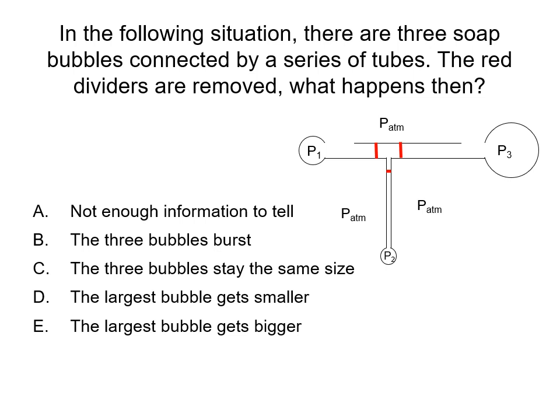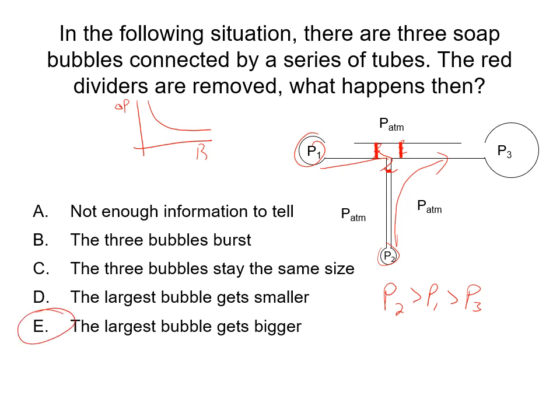So we just realized that the pressure difference is inversely proportional with the radius. So the smaller the bubble, the greater the pressure difference, and therefore the pressure in bubble 2 is greater than the pressure in bubble 1, which is greater than the pressure in bubble 3. So when these dividers are removed, the higher pressure in 2 and 1 will cause the air to rush into bubble 3. And so the largest bubble will get bigger.